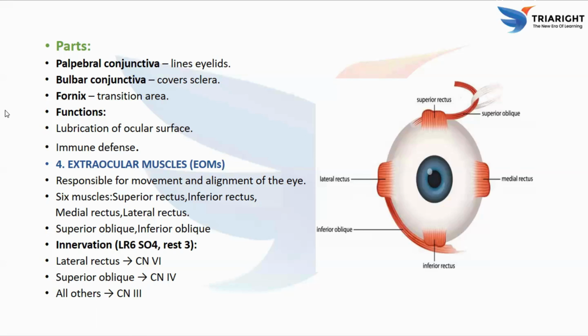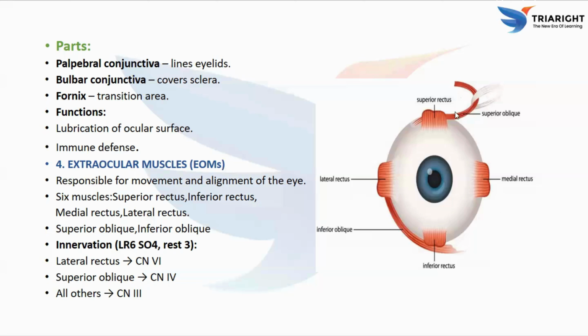And then coming to extraocular muscles. So what are extraocular muscles? These are the muscles which control movement and alignment of the eyeball. They are 6 in number. They allow the eye to move up, down, left, right, and also to rotate. Among the 6, 4 are rectus muscles, whereas 2 are oblique muscles. So in the picture, you can clearly see the 6 muscles.